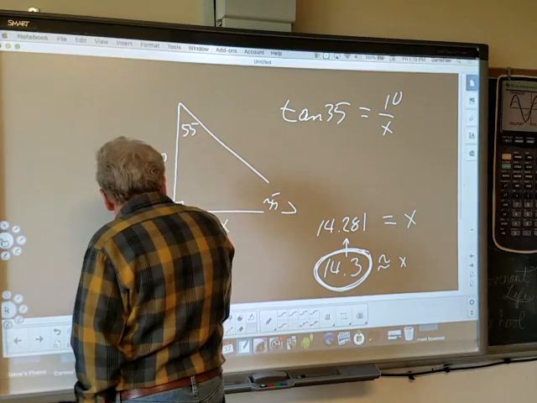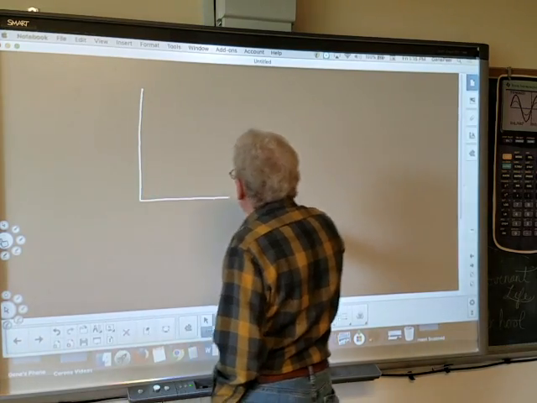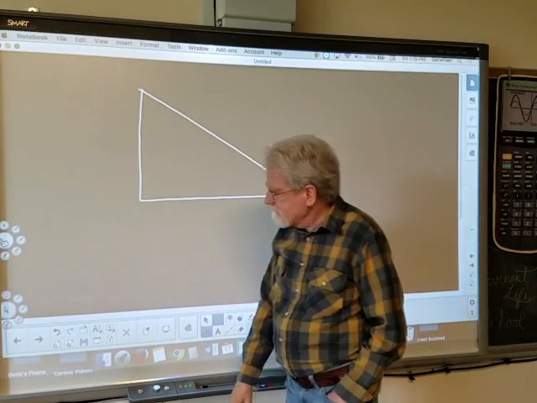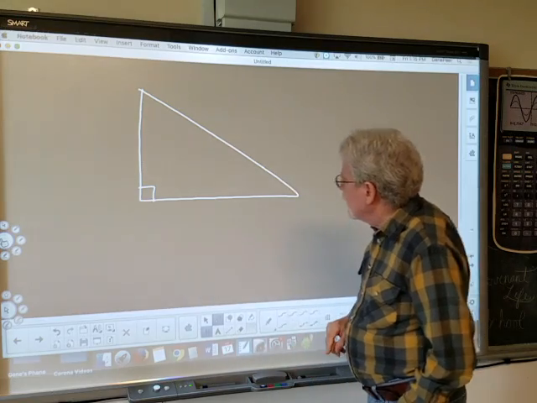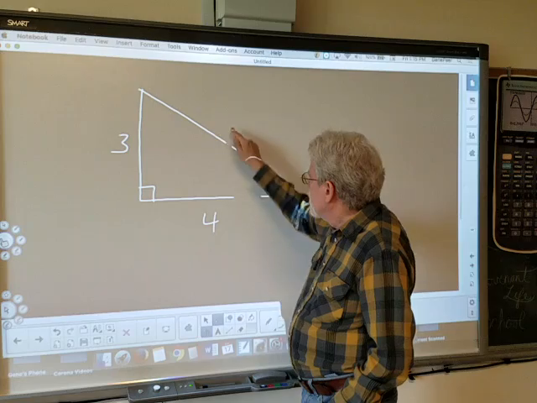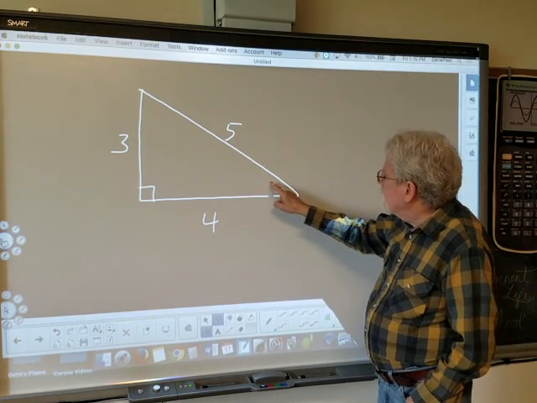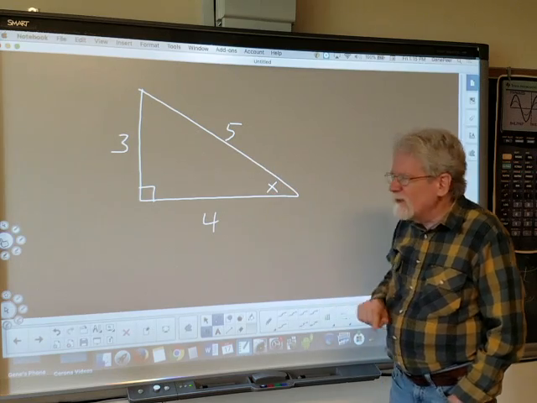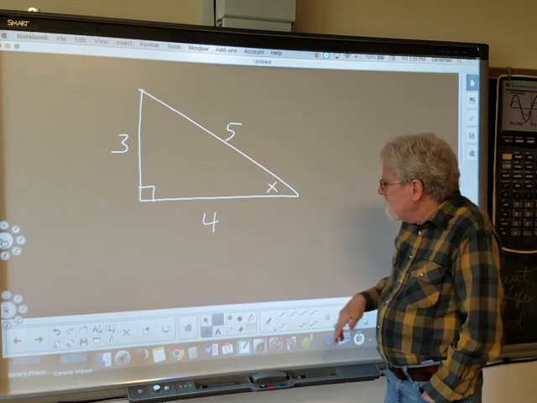Okay, last little detail here. What happens, on the other hand, if we know the sides? Let's use an old friend of ours. Let's use 3, 4, and 5. And suppose this time we're looking for the measure of the angle. What in the world do we do then? Well, you can't do it. Yes, we can.